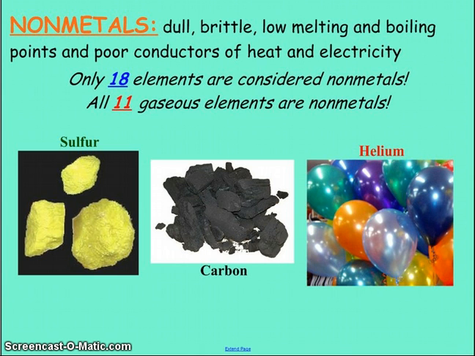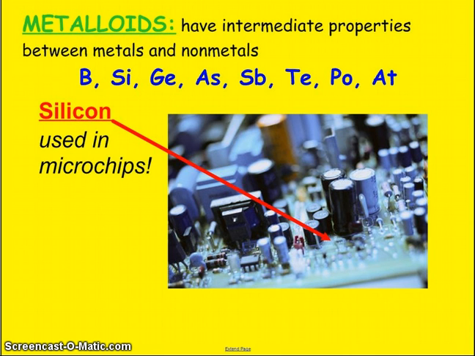They've already boiled before room temperature. Many of them, at a way low temperature. And of course, they are poor conductors of heat and electricity, whereas the metals were good. And so, again, only 18 elements are considered to be nonmetals. The majority, again, are metals. And then we've got those couple metalloids.